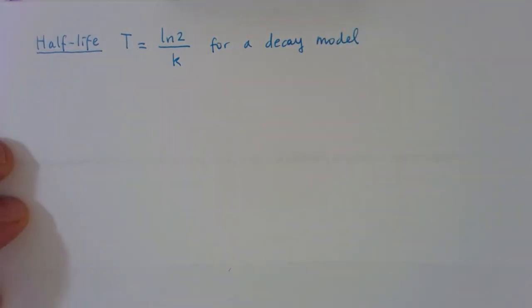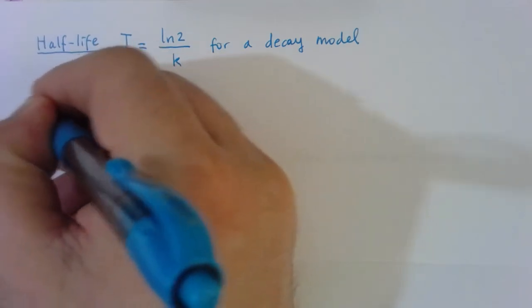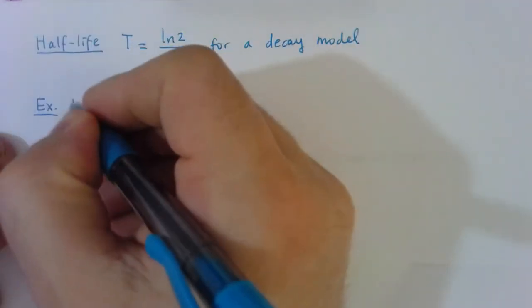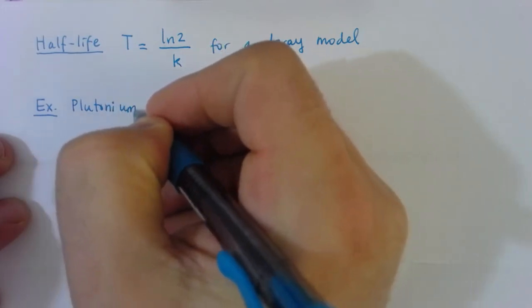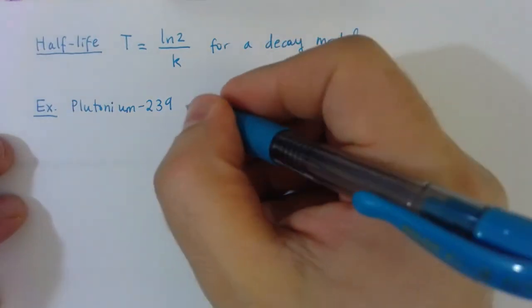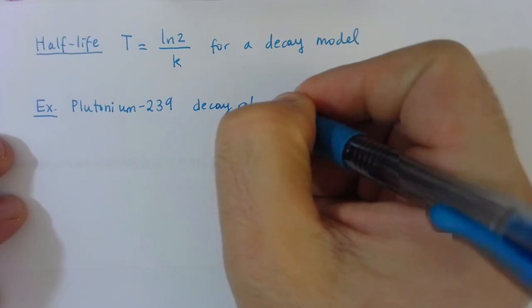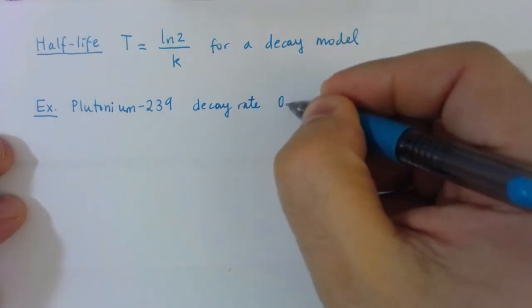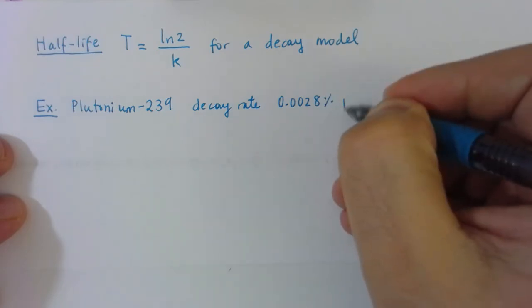So just a simple example. Let's say you have plutonium 239. It has a decay rate of 0.0028% per year.